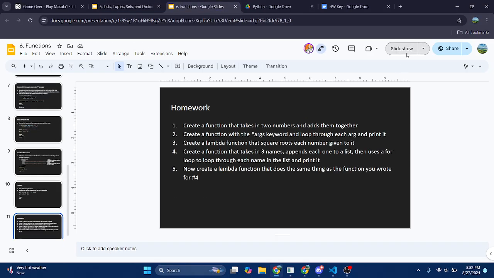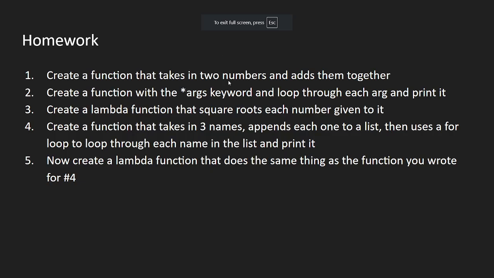Then the homework here: create a function that takes in two numbers. We did this during our demonstration actually. Create a function with the args keyword and loop through each arg. Okay, pretty good. Create a lambda function that square roots each number given to it. You can choose the number of arguments, just do one.